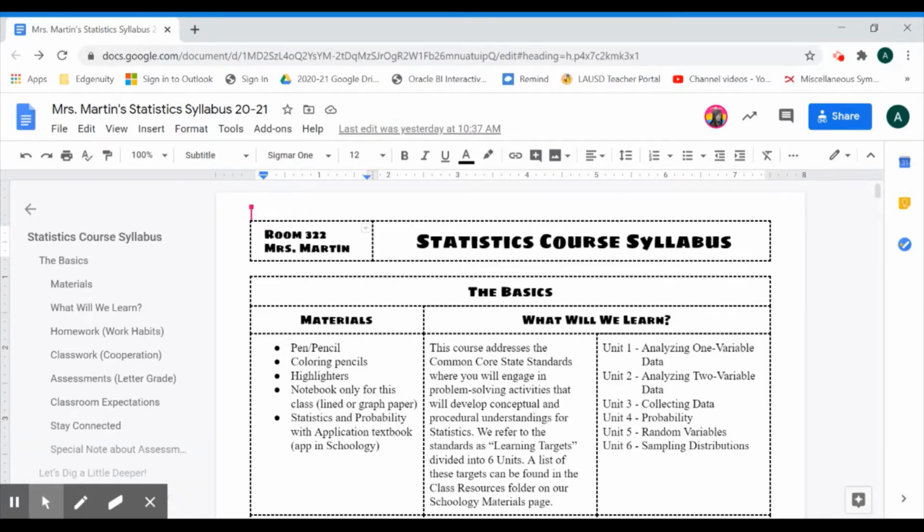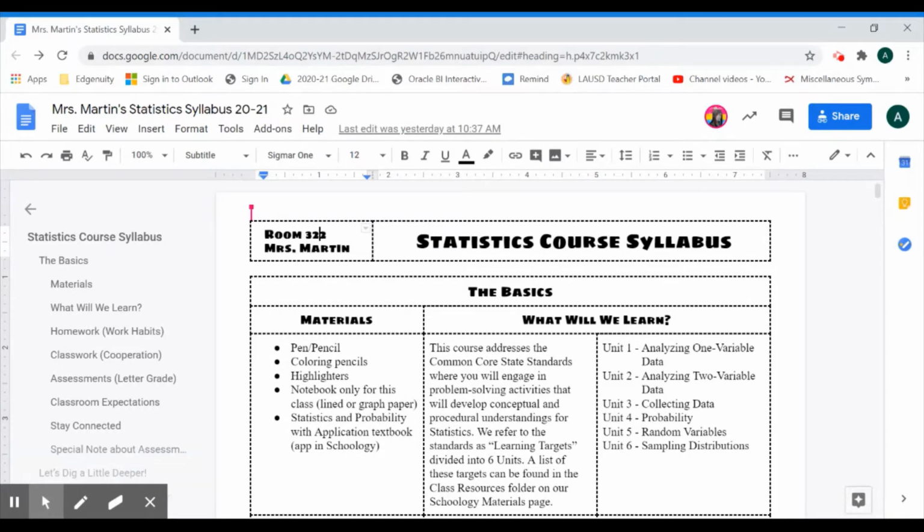So you might be wondering, what will we be learning in a stats class? Well, our stats course covers the Common Core state standards outlined by the district to cover statistics and probability. I took the curriculum map designed by the district and I pulled learning targets and divided them into 6 units: analyzing 1 variable data, analyzing 2 variable data, collecting data, probability, random variables, and sampling distributions.